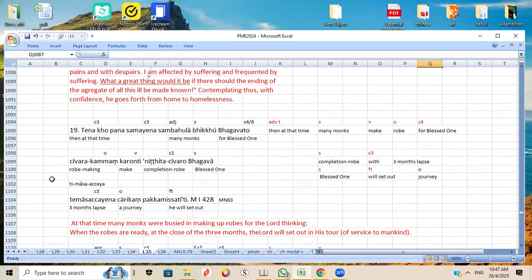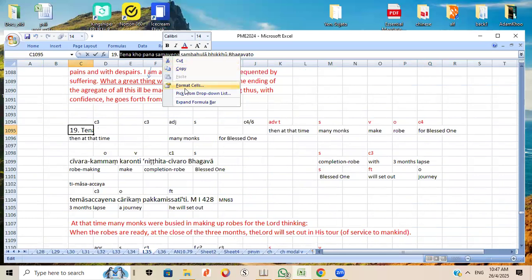Because you get the answer in the book, but then to translate, giving the case and coming out with a subject, verb, object is difficult. So this is not something you pick from the book. You have to come out with it on your own. You see, tena kho pana samayena, it's always the same one. Just like I told you, it's a kind of stock phrase.